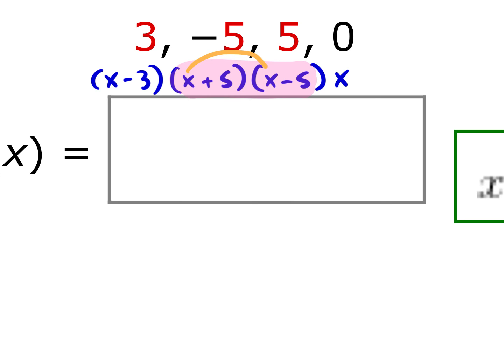So start with the first terms. X times x would be x squared. The outsides would be negative 5x. Insides would be plus 5x. And then the last ones would be minus 25. So that minus 5x and plus 5x cancel. So this is just x squared minus 25.